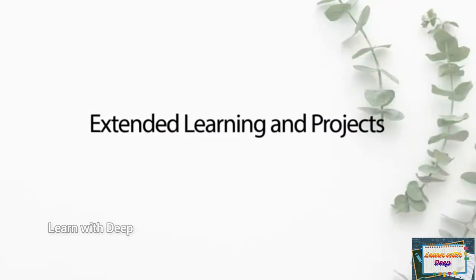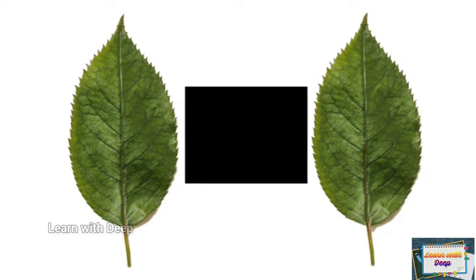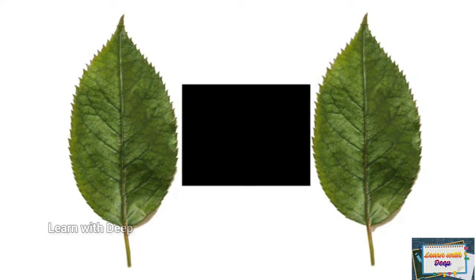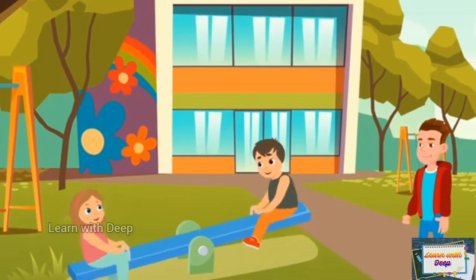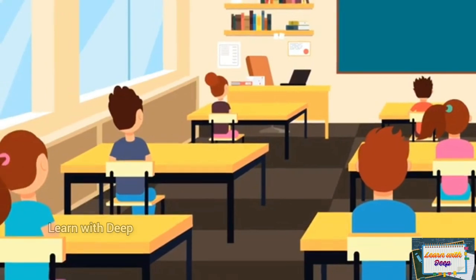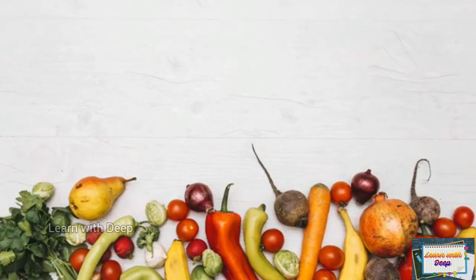Now let us talk about extended learning, activities and projects. Take a potted plant with broad leaves. Take 2 strips of black paper and cut out a small square in their centers. Cover a part of 2 leaves with these papers and secure them with paper clips. Keep the plants in sunlight for 2 to 5 days.